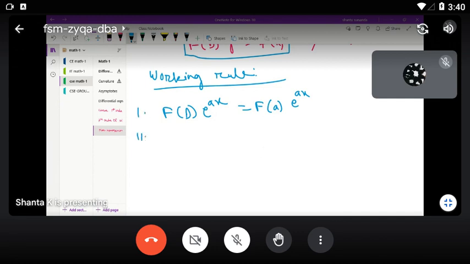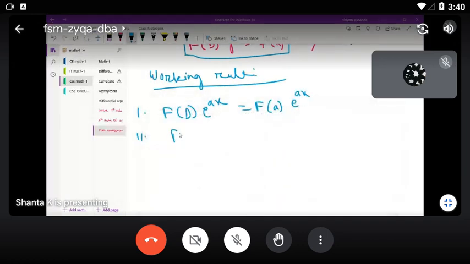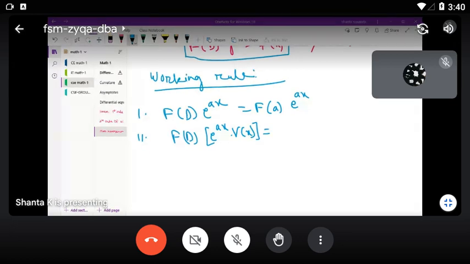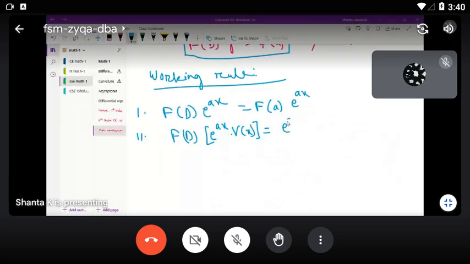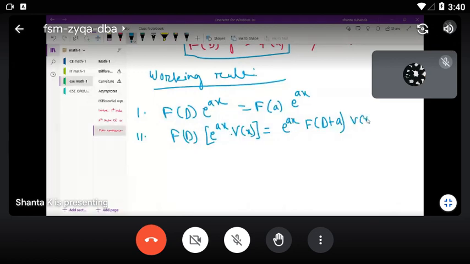Now the second one, and we have many results. Suppose we have e^(ax) times V of x, a product. Then what you have to do is take the exponential out, then f of D plus a will operate on this V of x.